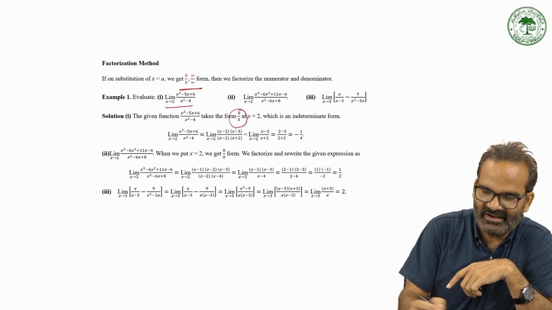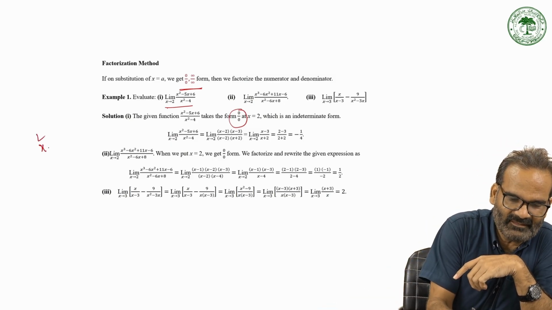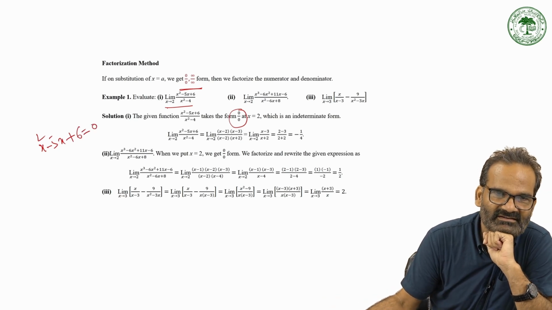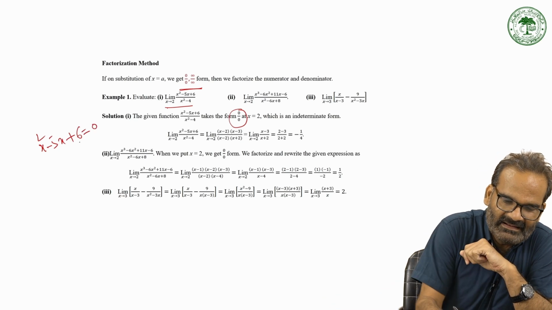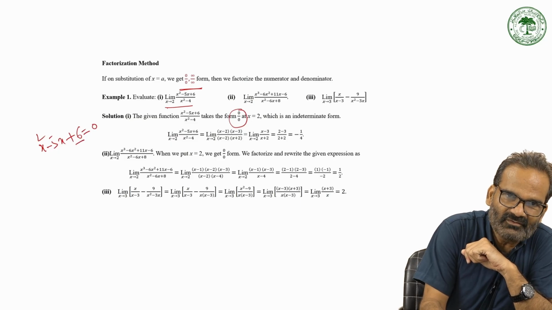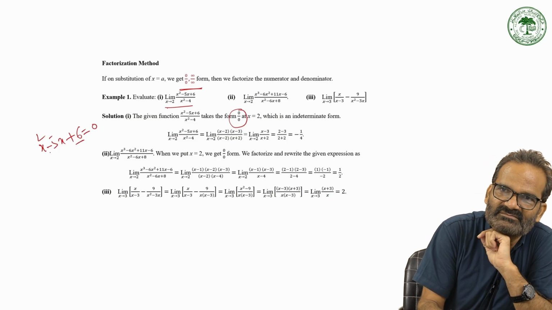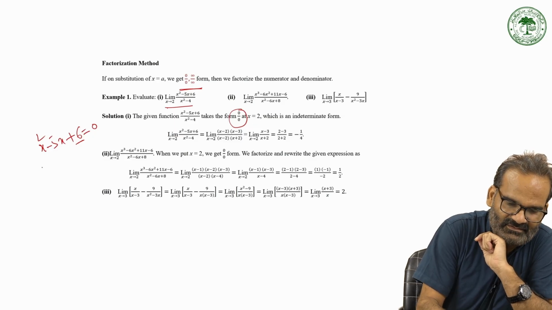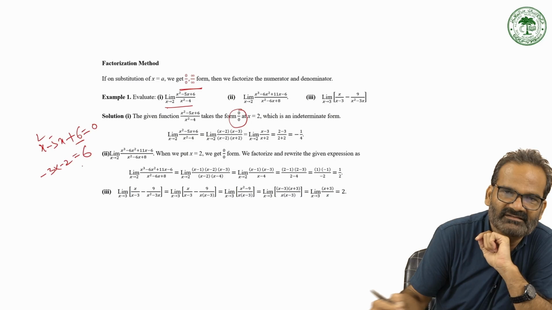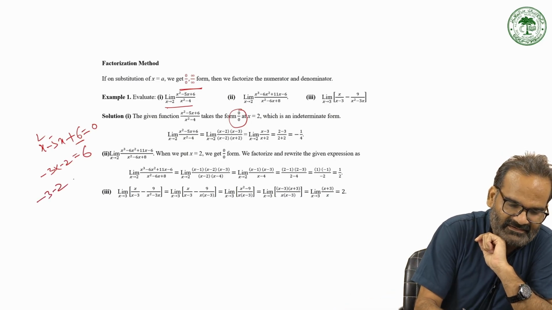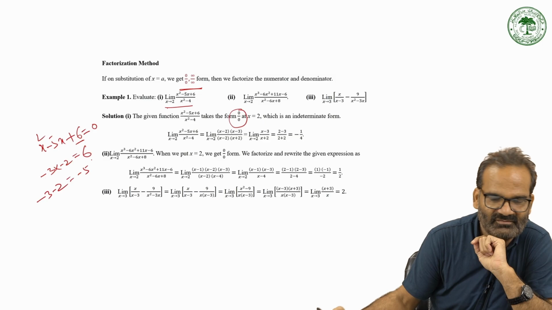So x square minus 5x plus 6 equals 0. For example, this is an equation. How will we find the factors? Do you know the method? This is 6. Find two factors of 6 whose sum is minus 5. That is, look here, minus 3 into minus 2 gives 6. Clear? And minus 3 minus 2 gives minus 5.